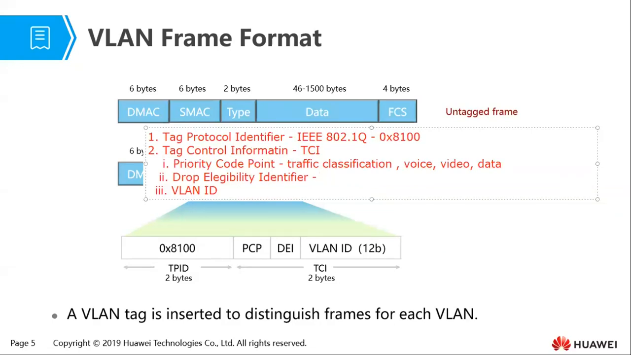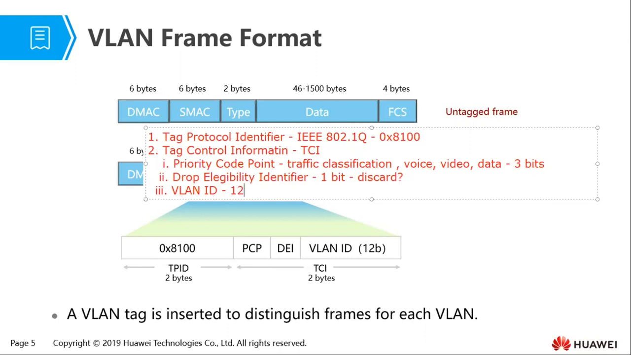Then the next one is the drop eligibility identifier. This is one bit. The PCP is 3 bits, and this one is 1 bit. So it can be a 1 or a 0. Now, it's used to identify whether a frame can be dropped or not in case there is congestion. So in case we have congestion in the network, can this frame be dropped or not? When it's true, it will have a value of 1, and it means we can discard that frame.